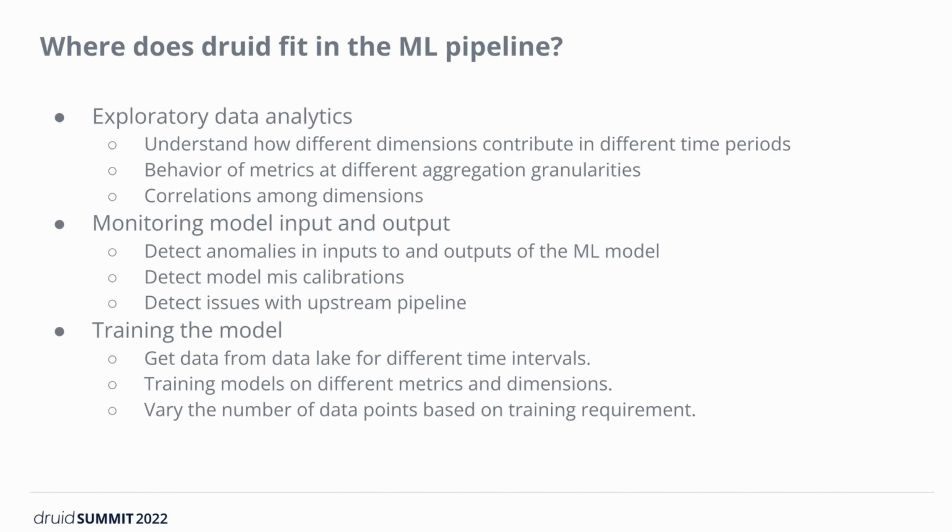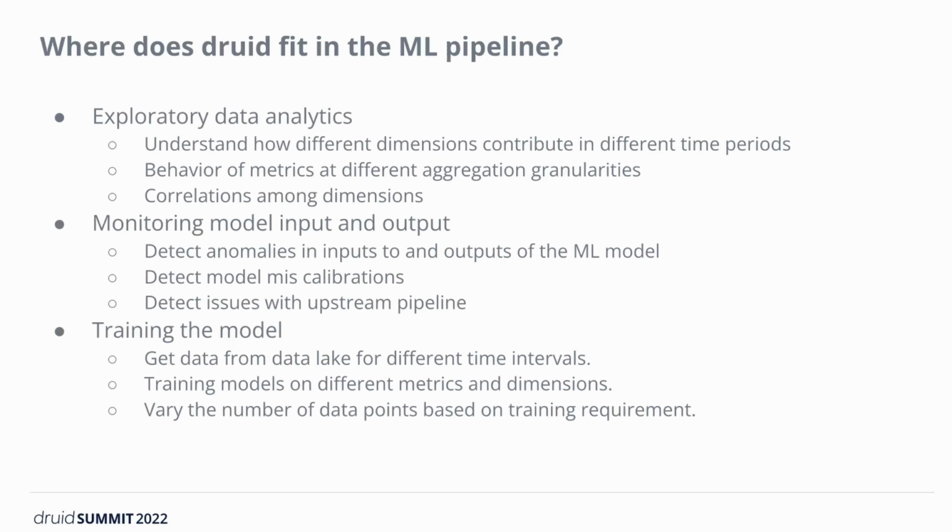And lastly, of course, the most important, training the model. Here, the whole question is, how do I get usually a smaller amount of data from a very large data set, often billions of rows? But you're not going to use billions of rows for training. You probably need a few thousands, maybe at the most a few 100,000 rows for training models. And then, of course, being able to train on different dimensions and metrics.